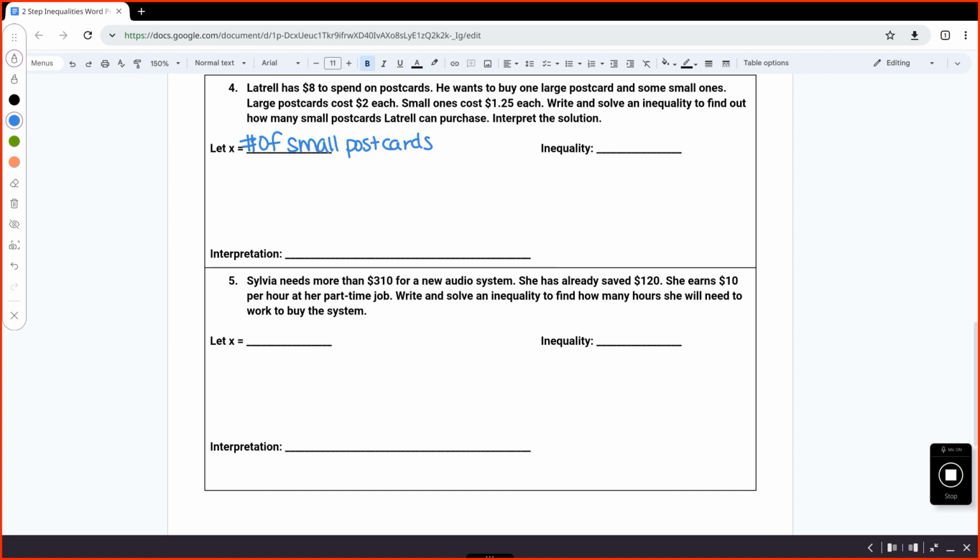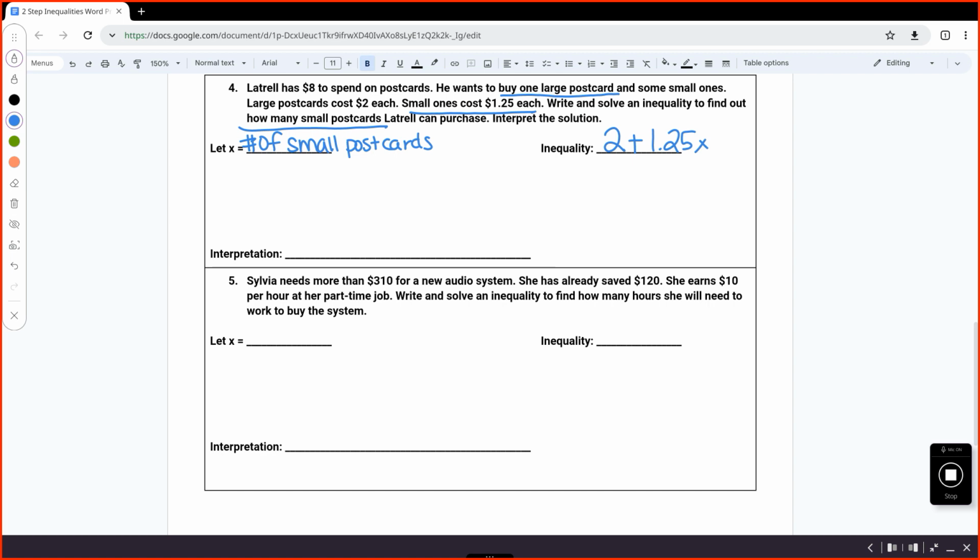Okay, he has $8 to spend. Oh, sorry. We're not going to start off with 8. Large postcards cost $2 each, and we know he is buying one of those. Buy one large postcard, that's $2. And then he wants small ones, and those cost $1.25 each, but we don't know how many small postcards he wants, right? So small ones cost $1.25, and you are finding how many small ones he's going to buy. So we're going to say plus 1.25x.